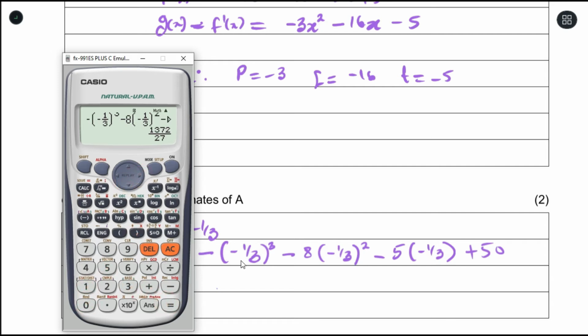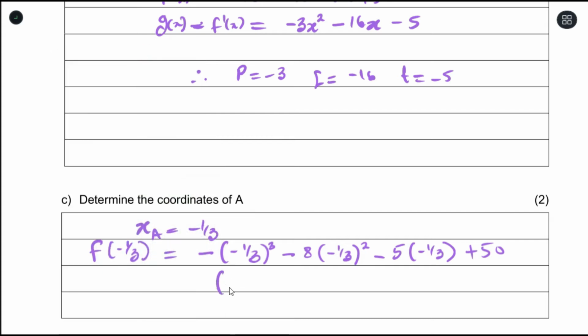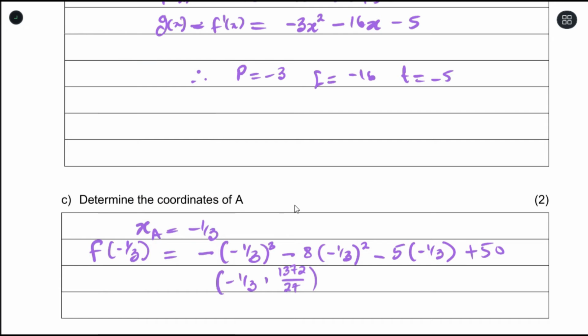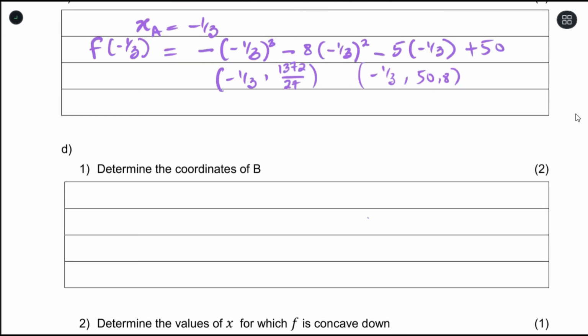So the answer we get is 1372 over 27, okay? Negative 1 over 3, and this here will be 1372 over 27. Now we could also write it in terms of decimals, but instead I could also say it's negative 1 over 3 and 50.8. Now the next question wants us to get the coordinate of B.